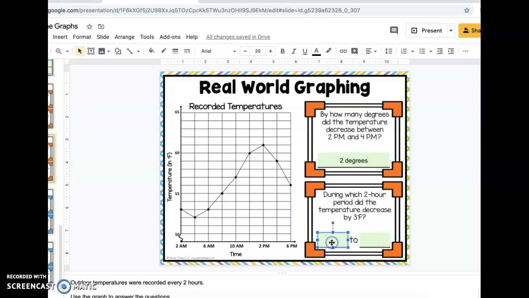Okay. During which 2-hour period did the temperature decrease by 3 degrees? 3 degrees. I'm looking for a sharp decrease. Let's see, it's right here. 4 p.m. to 6 p.m. It goes down 3 blocks. So it's from 4 p.m. to 6 p.m. that we have that sharp decrease.